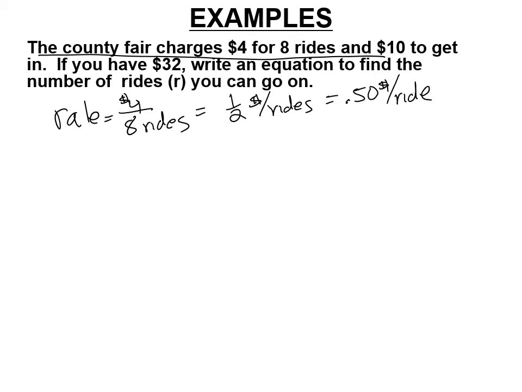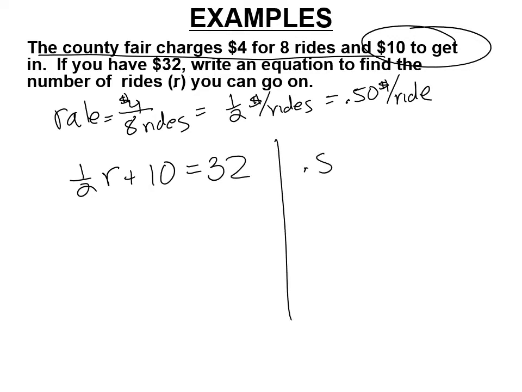So you could write this as 1/2. We're going to use R for rides. Now, what does everyone pay to get in? What did everyone already do? They already paid $10. And we have a total of 32. So both of these, I'm going to eliminate the 0 and 50 cents. Both of these get the same answer. You don't have to solve both of them.